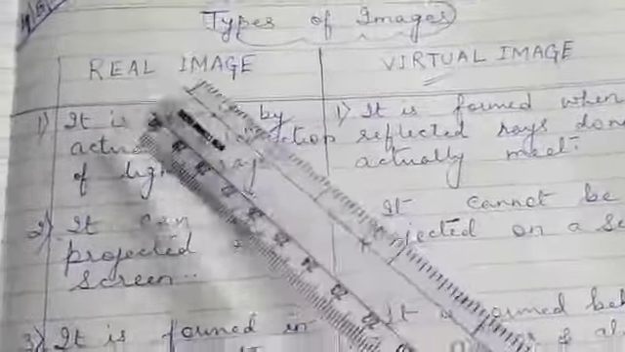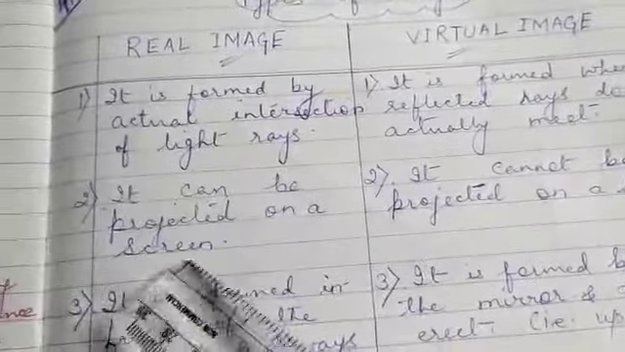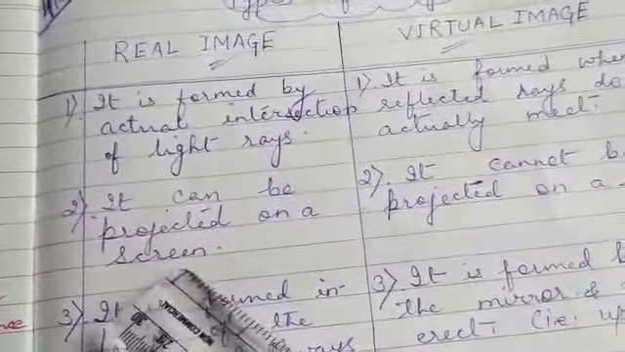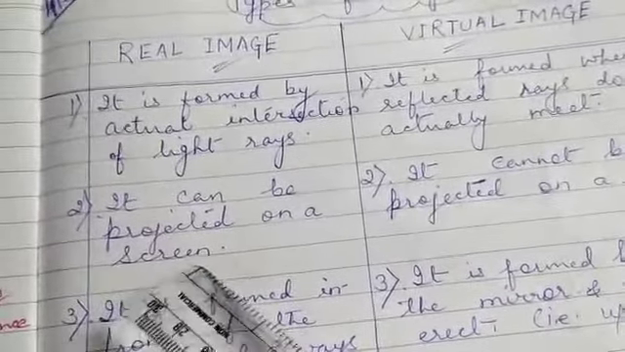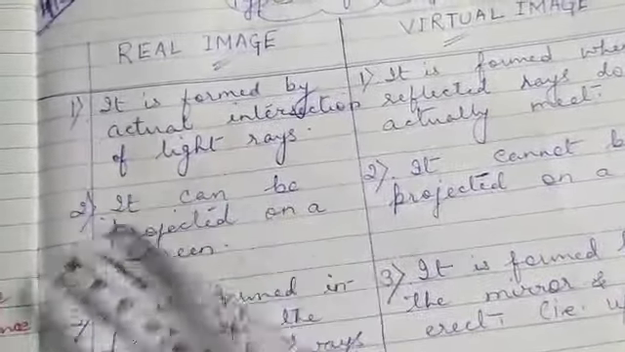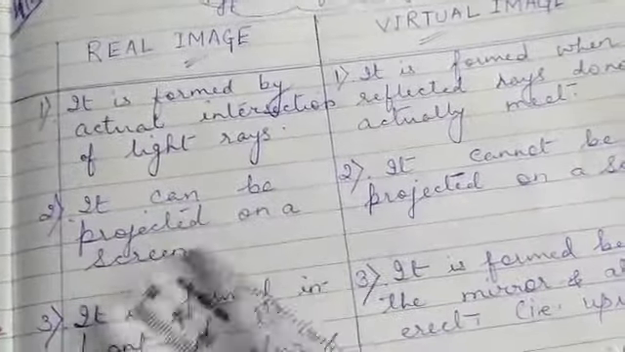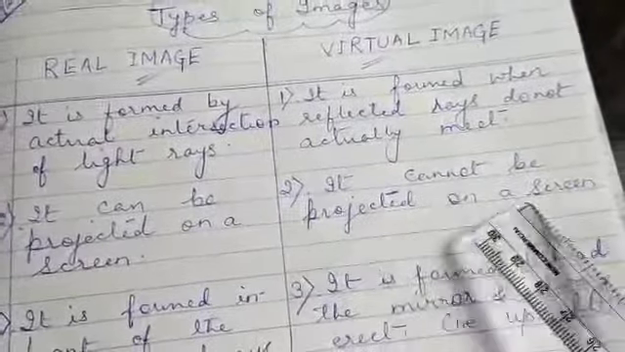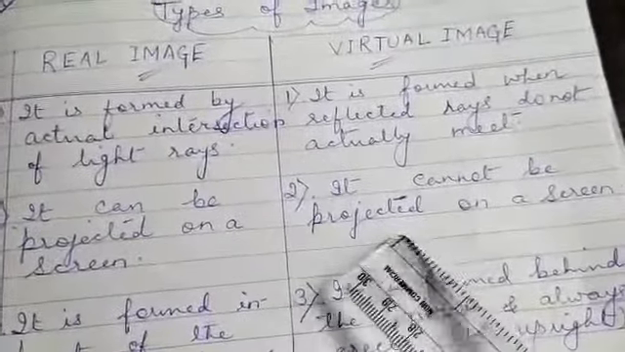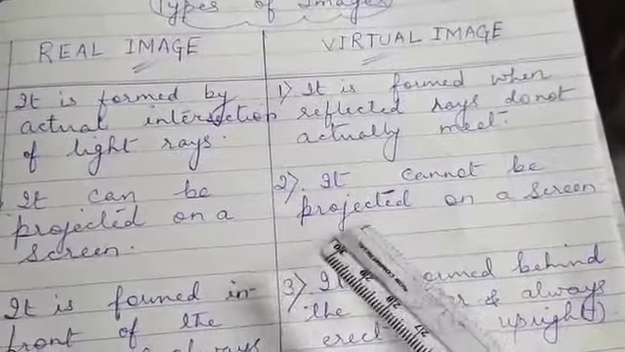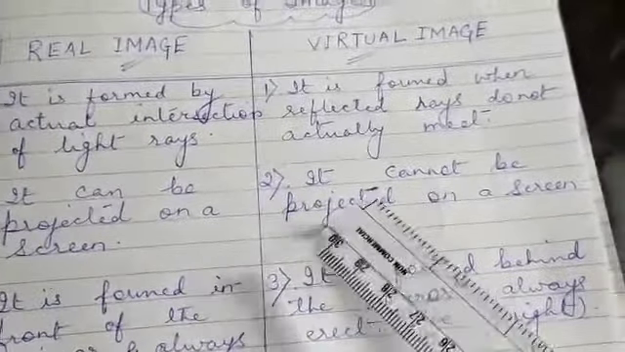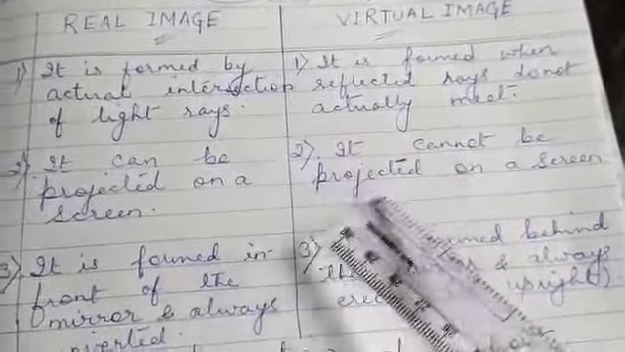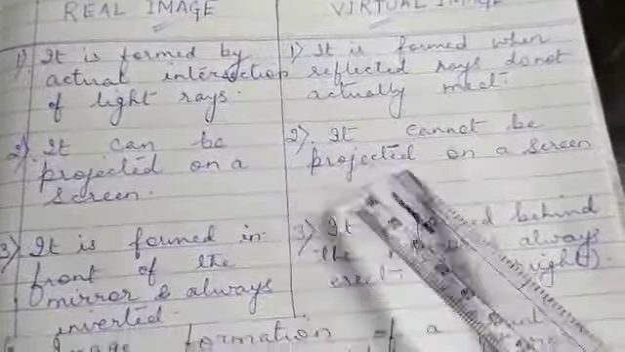Now the second point of difference is that a real image can be projected on a screen. For example, you can see your projector, TV, film. These are real images which can be projected on a screen. But a virtual image cannot be projected on a screen. Simply, when you are looking at the mirror, that image is not real, it is only a virtual image. So that is the example of the virtual image.